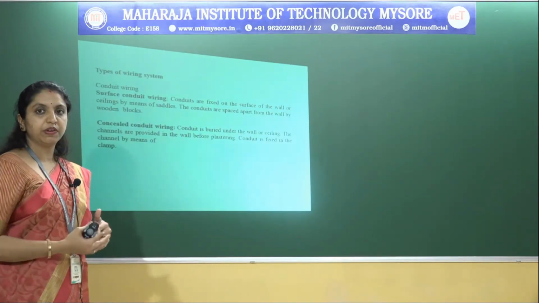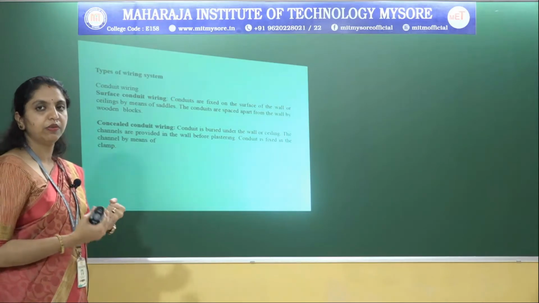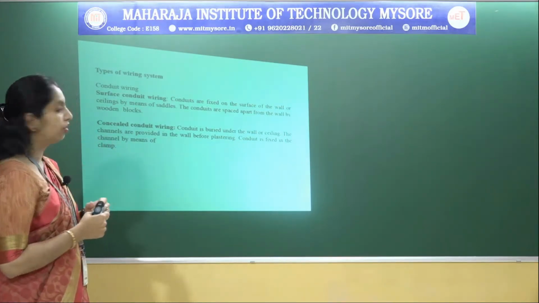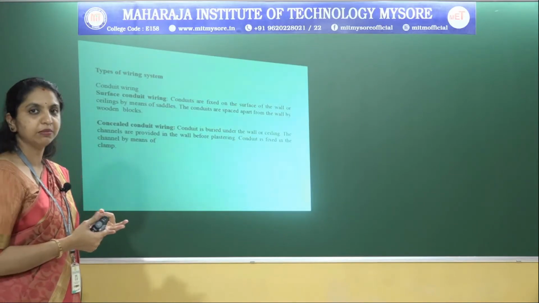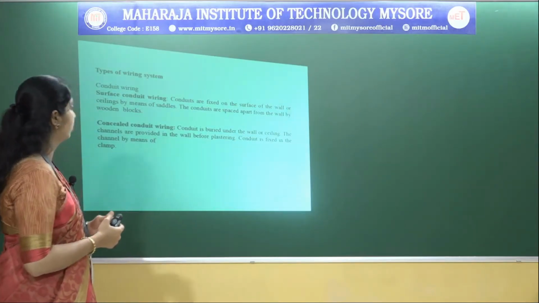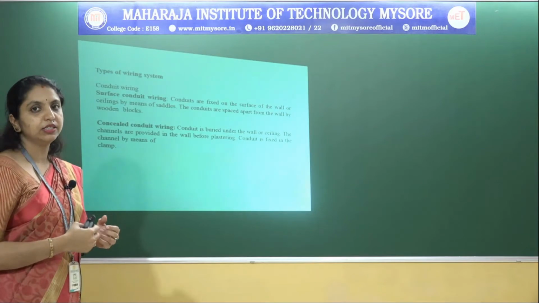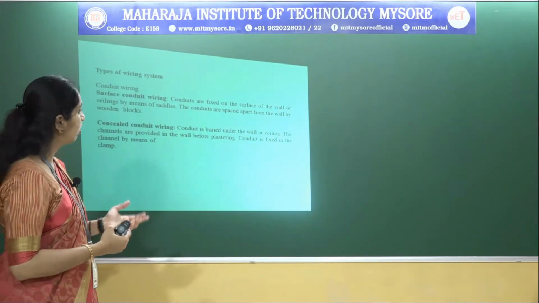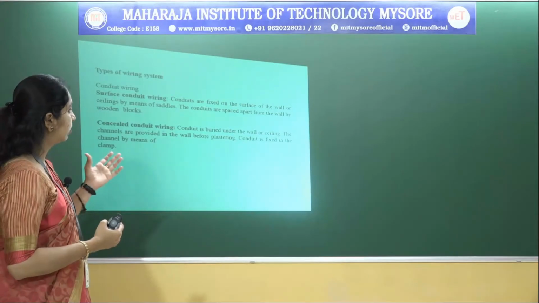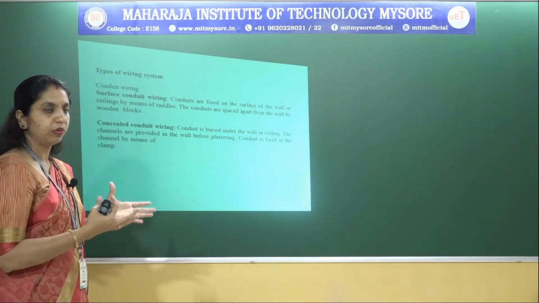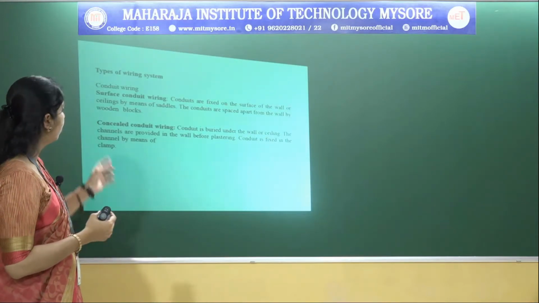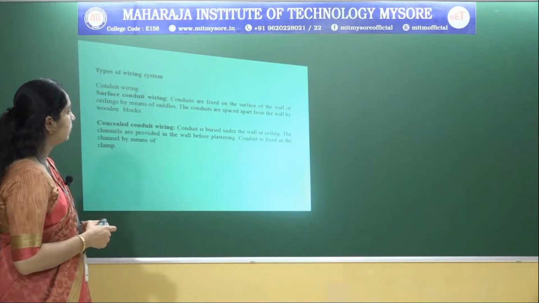And so what are the different types of wiring system? We also call it conduit wiring. Here in conduit wiring there are two types of wiring system. One we call surface conduit wiring, another one is concealed conduit wiring. In surface conduit wiring, conduits are fixed on the surface of the wall or ceiling by means of saddles.